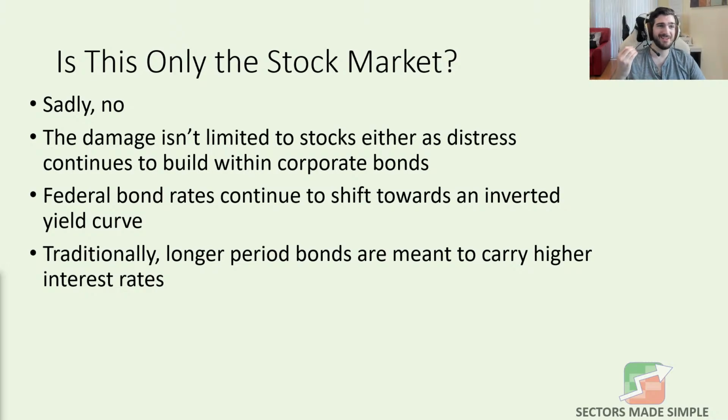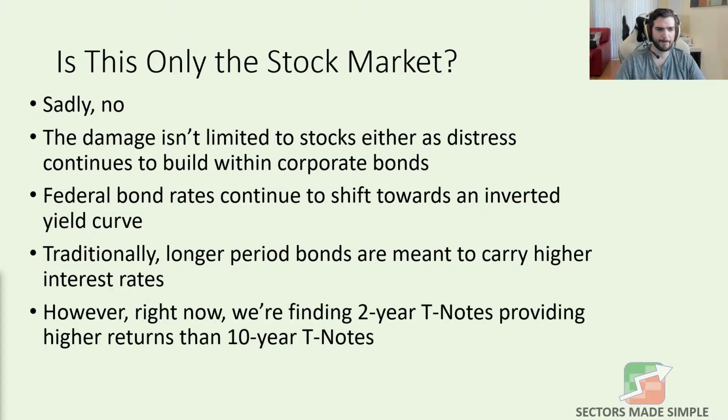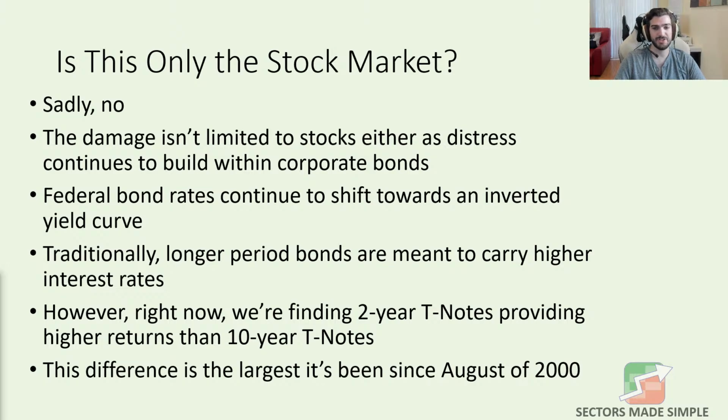The US Treasury releases a number of different bonds and what are called notes. Two that we're about to take a look at are the 10-year and the 2-year. In a normal market, you would expect for the 2-year rates to be lower than the 10-year rates. But that's not the case right now. Right now, we're finding that those 2-year notes are providing higher returns than the 10-year notes. That is not a good sign, and that is the largest that difference has been since August of 2000.